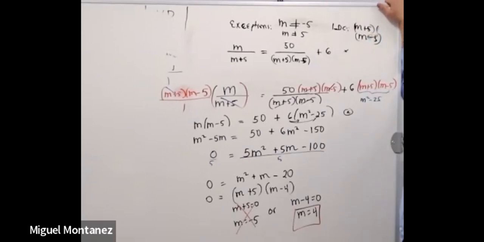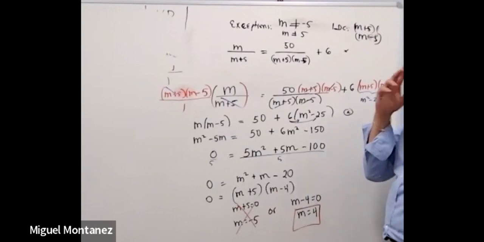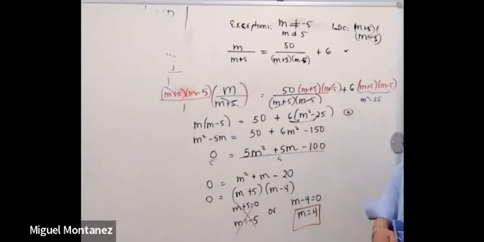In college algebra, you will hear that m equals -5 is not part of the domain of the function, but we're not going to use the word domain at this point.